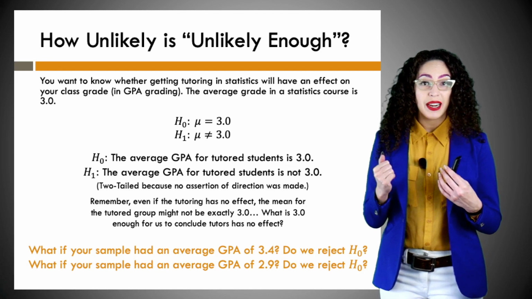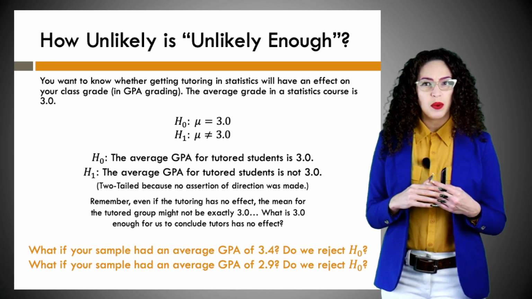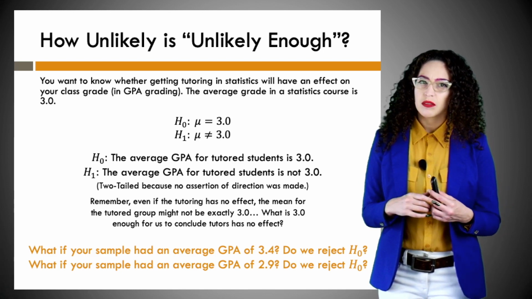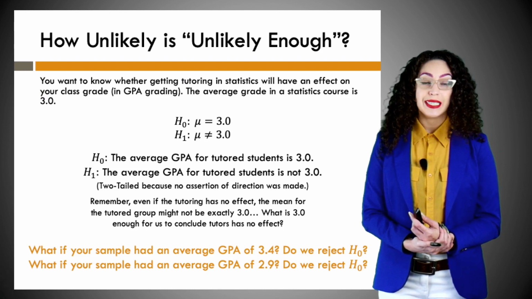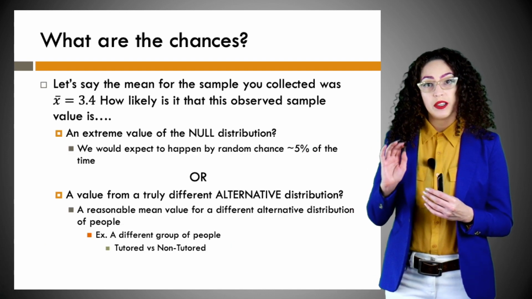What if your sample had an average GPA of 3.4? Do we reject the null? Or what if the sample had an average of 2.9? Do we reject the null? How extreme is extreme enough? Let's say the sample mean that you calculated was 3.4.